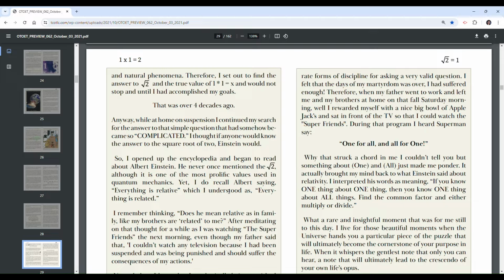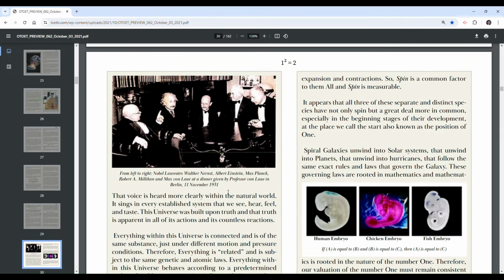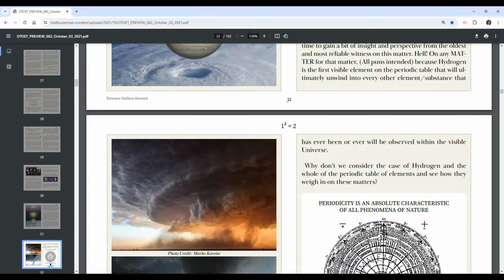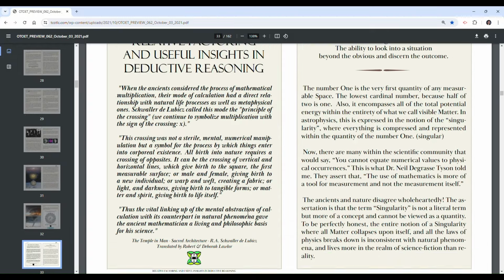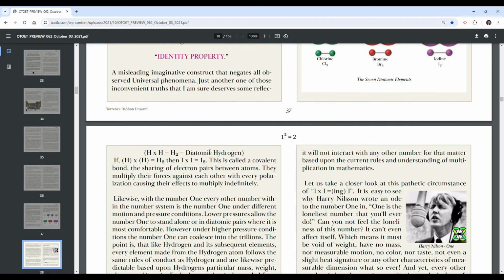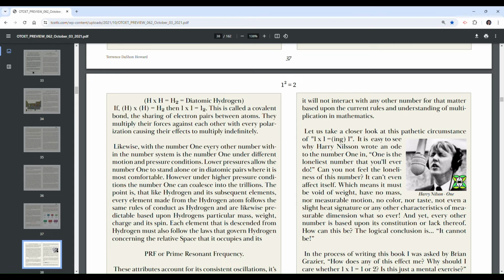One for all for one. Again, a lot of pictures. He's got a human embryo, a chicken embryo, a fish embryo. I don't know what's up with that. It looks like he's quoting the transitive property, probably not in the correct way. Planets and things. Again, he's back on with the identity property. I don't know why he keeps bringing up stuff he's already covered in previous sections.